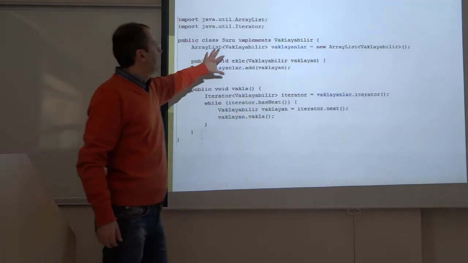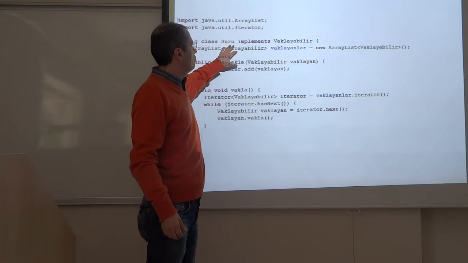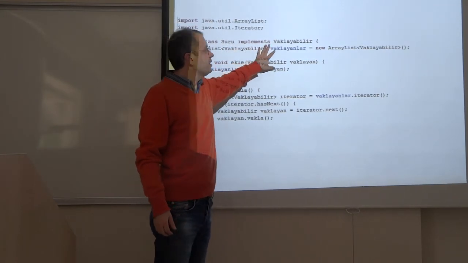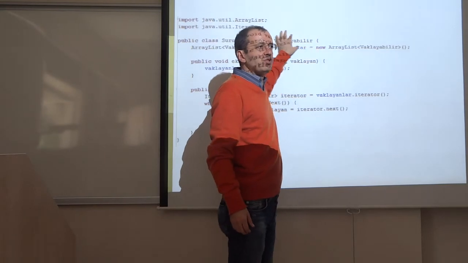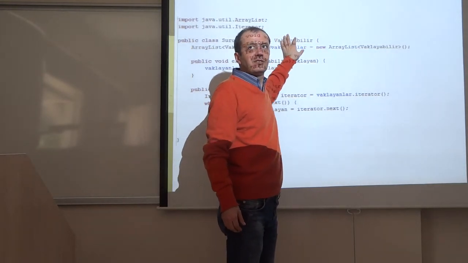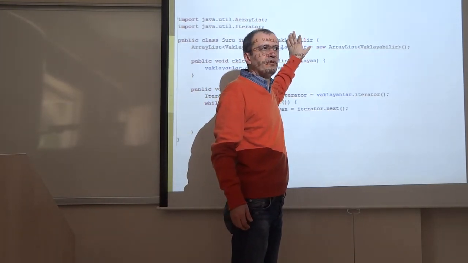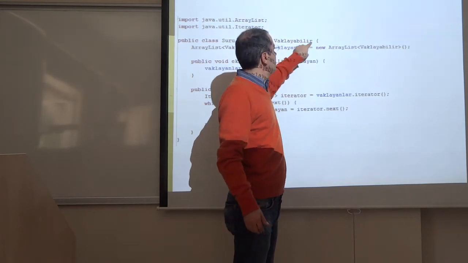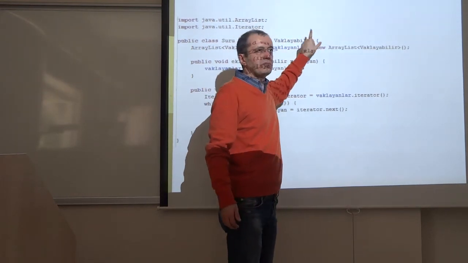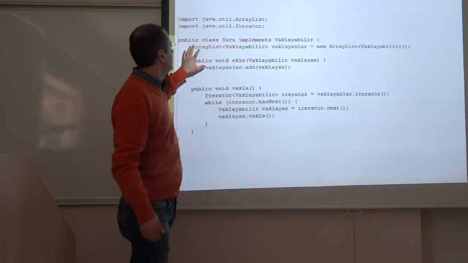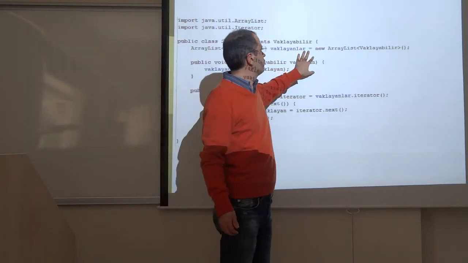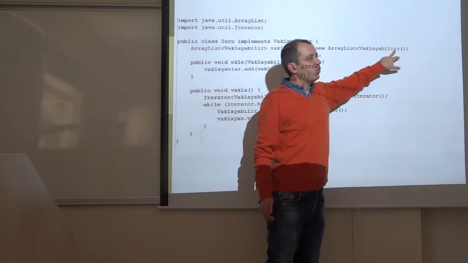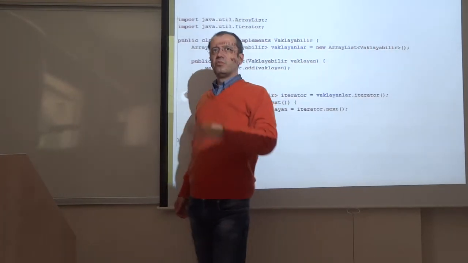So here's what I do. I have a flock, sürü, which is again itself quackable. Just like the duck itself, or just like the goose adapter itself, it is again quackable, quacklayabilir. And I have an array list of quackable things, whatever they are.